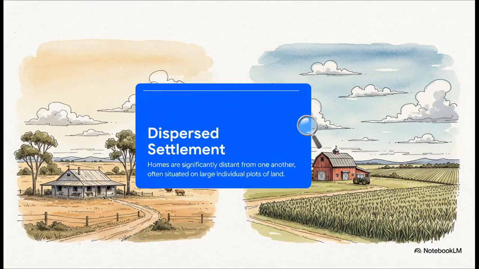Okay, now let's flip that idea completely on its head and look at the total opposite, the dispersed settlement. In this case, homes are spread way, way apart. Each house sits on its own big chunk of land. I mean, think about a ranch in Australia or a farm out in Iowa. It's all about independence and having your own space.